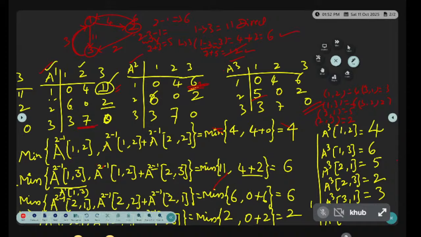1 to 1, 0; 2 to 2, 0; 3 to 3, 0. Apart from this, 1 to 2, 1 to 3, 2 to 1, 2 to 3, 3 to 1, 3 to 2. So updated cost. Before this, there is no edge between 3 to 2. So this 7 was not there, and instead of 5 for 2 to 1, it was 6 at the starting.